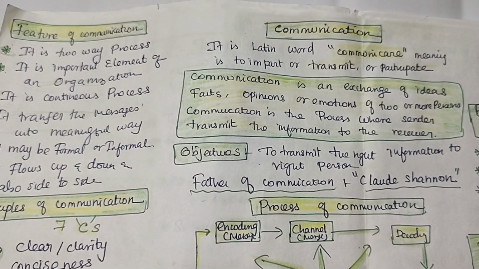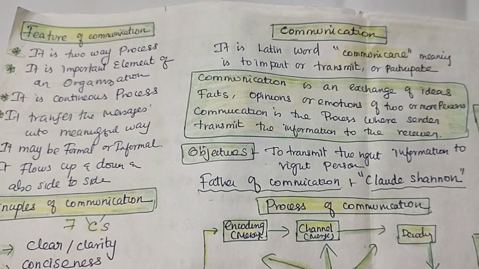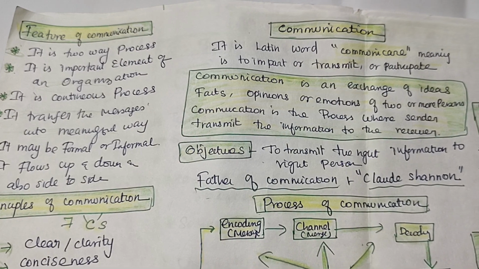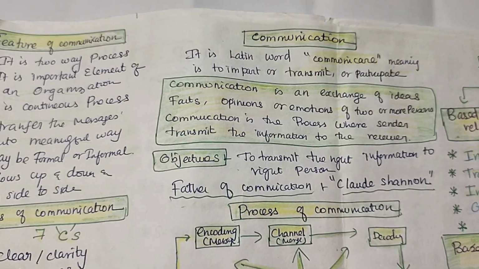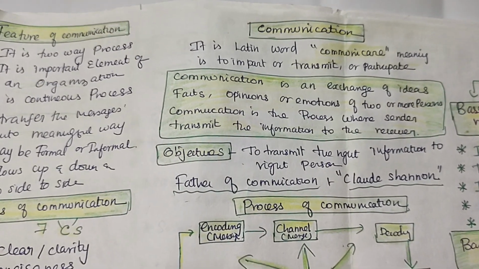What is called communication? Communication is an exchange of ideas, facts, opinions, and emotions between two or more persons. Communication is the process where the sender sends the message and transmits the information to the receiver.